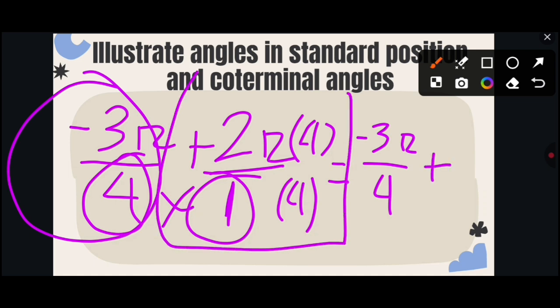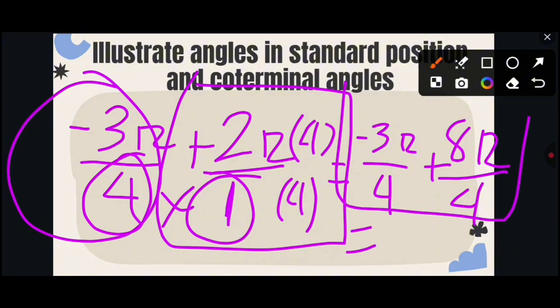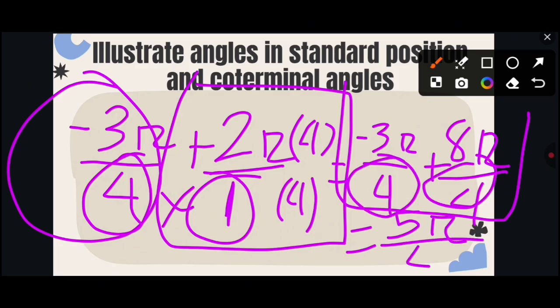So, solve this part again. 2 multiplied by 4 is equals to 8 pi. Then, 1 multiplied by 4 is 4. So, equals. Solve this part. Negative 3 pi plus 8 pi is equals to positive 5 pi. And since they have the same denominator, then copy it. So, we will get the answer 5 pi over 4.